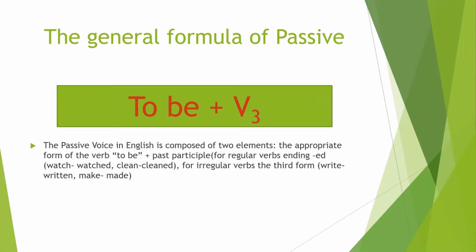The passive voice in English is composed of two elements: the appropriate form of the verb to be and the past participle. For regular verbs, it ends in -ed. For irregular verbs, it is the third form.